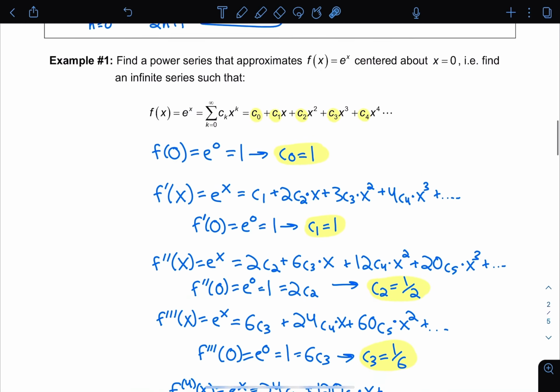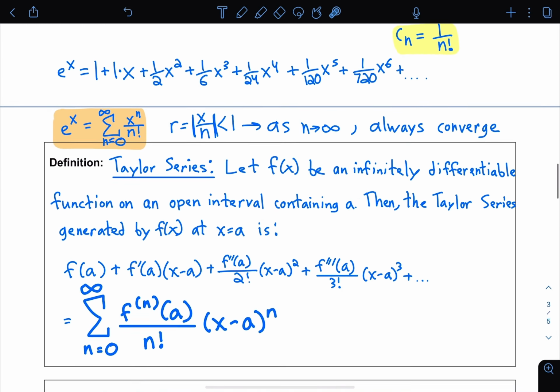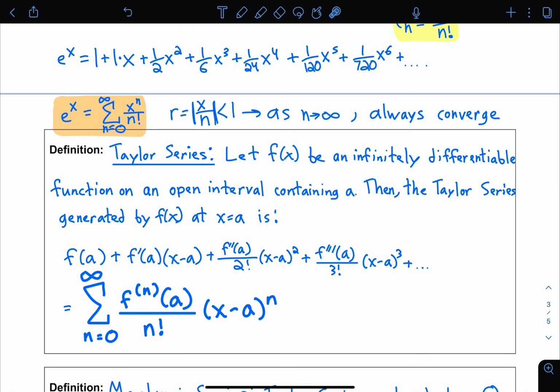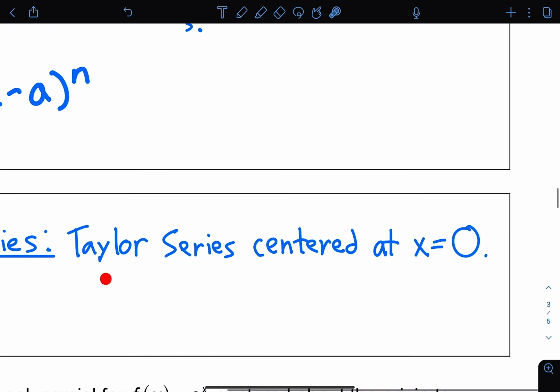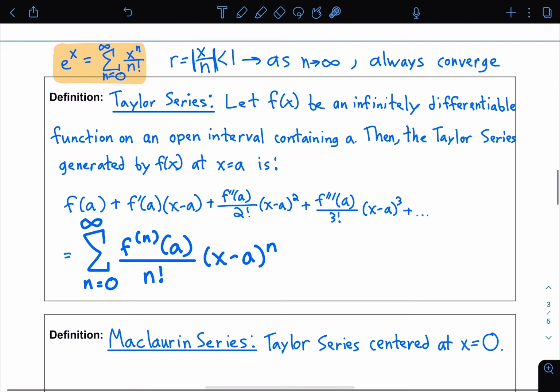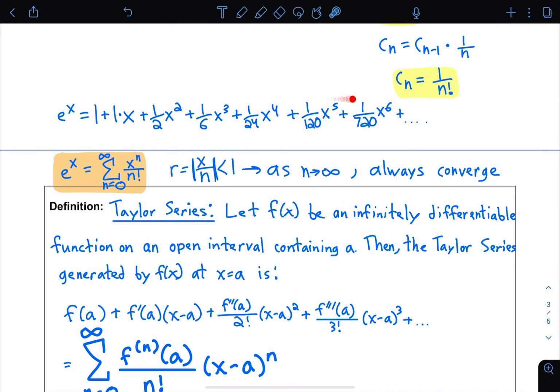One more vocab word to throw in here, sorry, is this idea of a Maclaurin series. A Maclaurin series is just any Taylor series centered at 0. So technically what we found for e to the x is a Maclaurin series. That's just a subset of Taylor series.